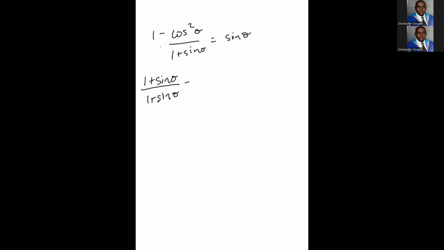All right. I'm subtracting cos squared theta over 1 plus sine theta. If the denominators are the same, I don't need to do anything with them. I'll add or subtract the numerators, and I just write the denominator back. So the top part will really read 1 plus sine theta minus cos squared theta over 1 plus sine theta.